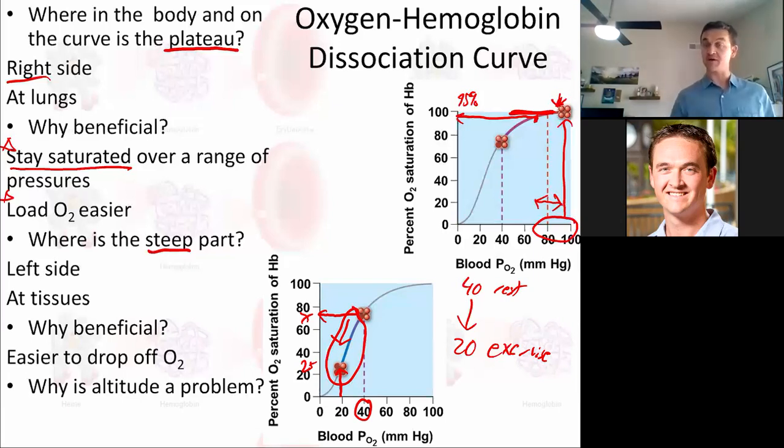It's easier to drop off oxygen. All we have to do is change that partial pressure just a little bit, right? Change that partial pressure just a little bit to the left if we're at the steep part, and we're going to drop off a lot more oxygen. Whereas when we're up at the plateau, we change that partial pressure a little bit, and it doesn't change the saturation at all. We still get fully saturated, but down there at the tissues, we change that partial pressure a little bit and we drop off a lot more. That's helpful, right? That's what this curve is all about.